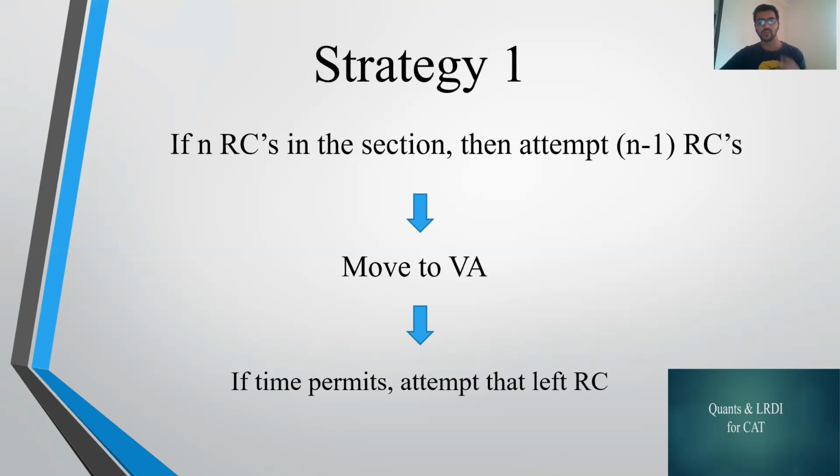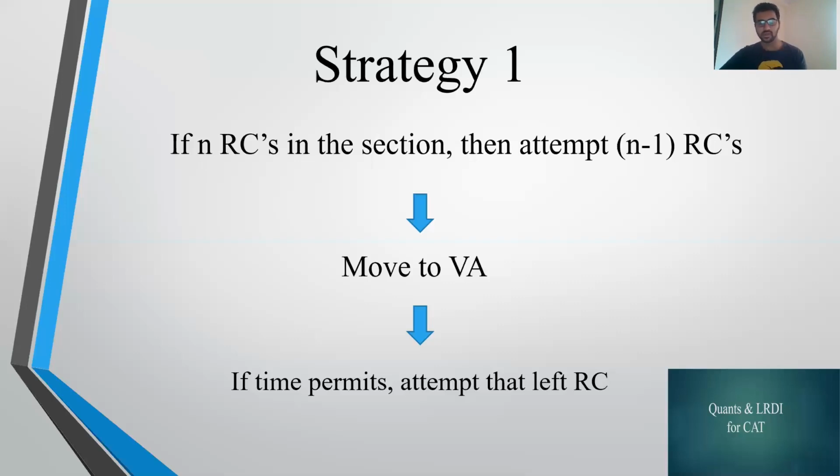What we have to do over here is try to attempt the VA part as quickly as possible so that we can attempt that left RC, that third RC. Now, how are we going to attempt that third RC? Let's say there are only 5-6 minutes left in the exam, and we have one RC left in the section. Instead of reading that RC, move to the questions.